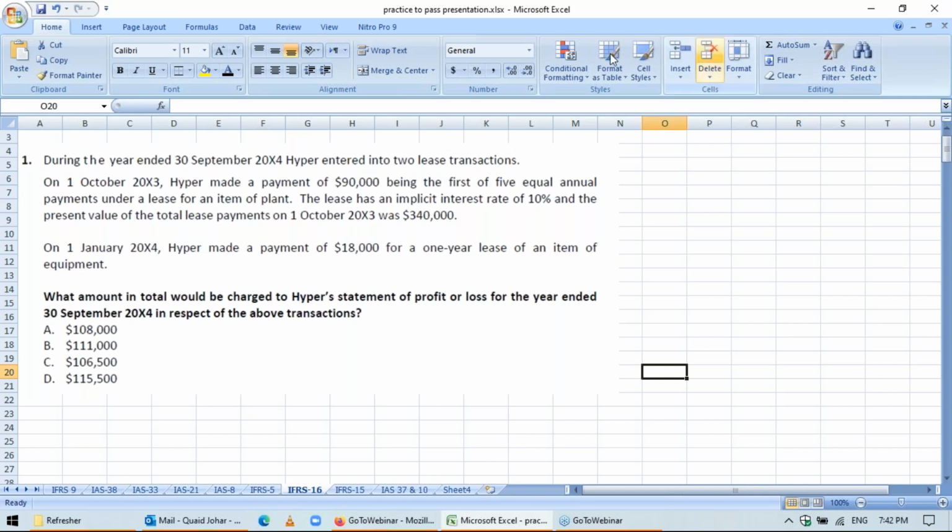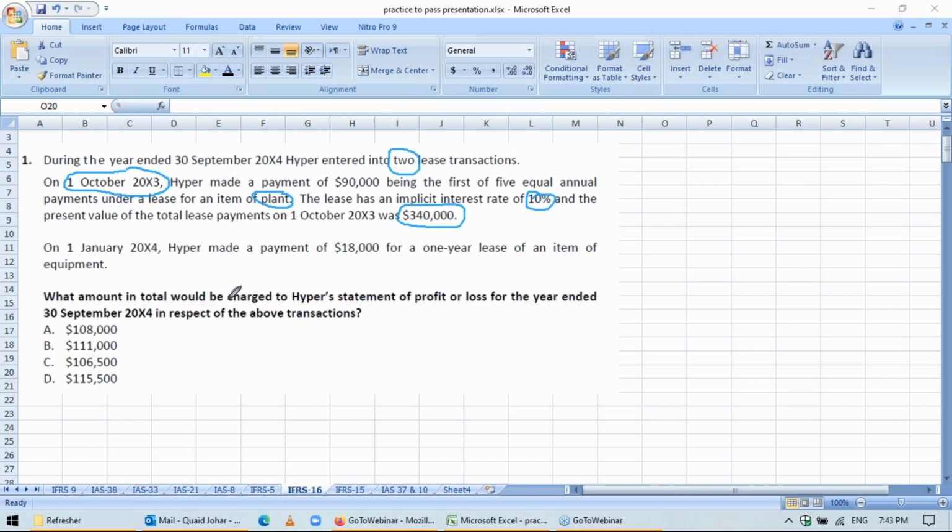So what happened is that they say during the year ended 30th September 2004, Hyper entered into 2 lease agreements. Be careful. They are telling you about 2 lease agreements. On 1 October 2003, Hyper made a payment of 90,000, being the first of the 5 equal installments under a lease for an item of plant. The lease has an implicit rate of 10%, and the present value of the total payment was 340,000.